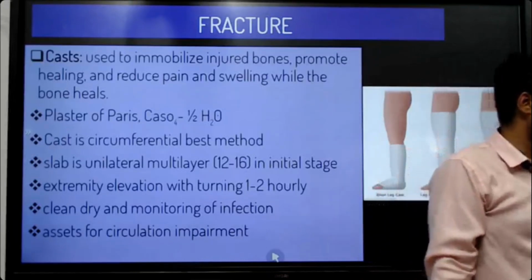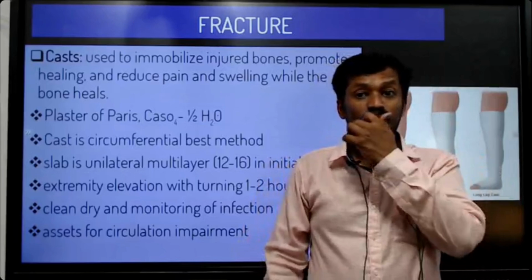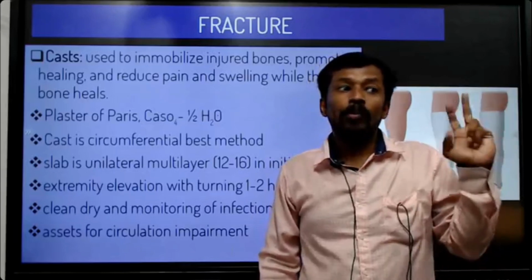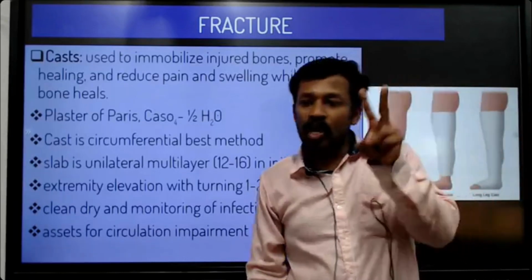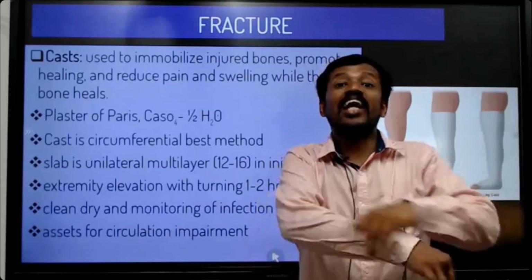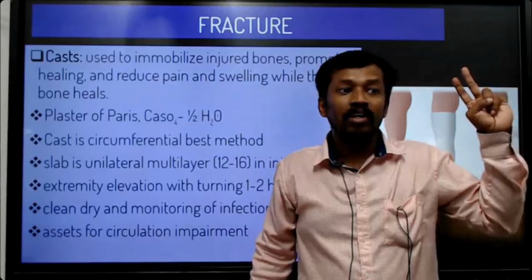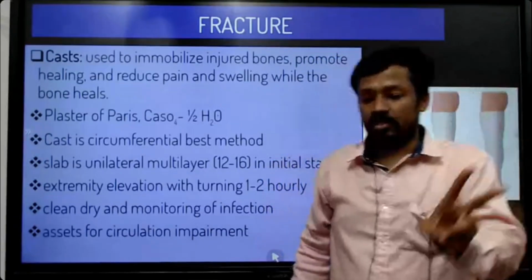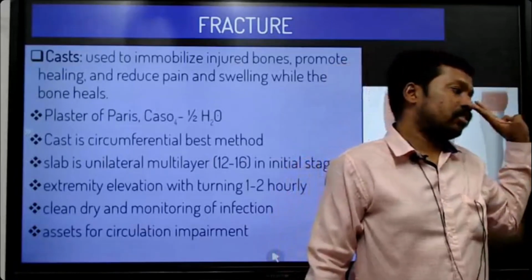And what is the time required for drying? For POP, 24 to 48 hours, that is 1 to 2 days or 1 to 3 days. That much time is needed for POP, plaster of Paris, for entire dryness. For synthetic fiber, what is the time required for dryness? Only 20 to 30 minutes.